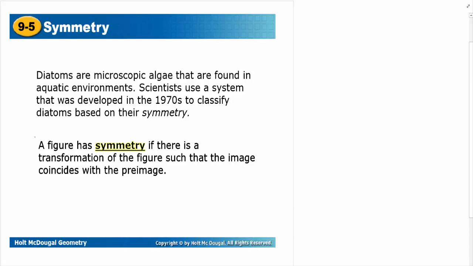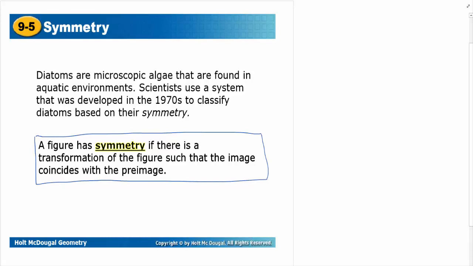But we need to know what symmetry is first, so I'm going to go ahead and circle this. This is something you may want to write down. Well, you need to write down. And again, it's understanding symmetry. So a figure has symmetry if there is a transformation of the figure such that the image coincides with the preimage. Now I can have plenty of examples as we go through, but just one super easy example is a rectangle.